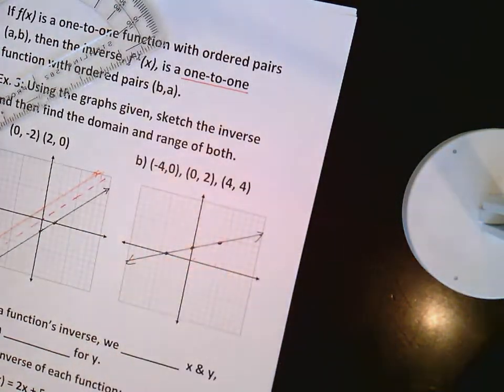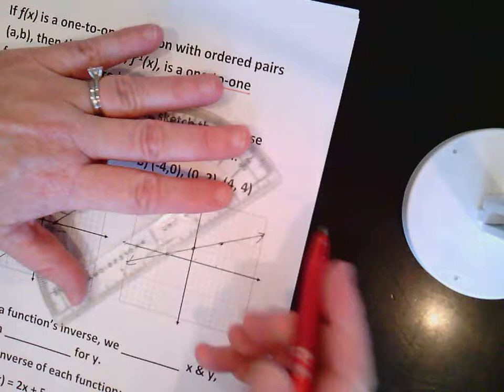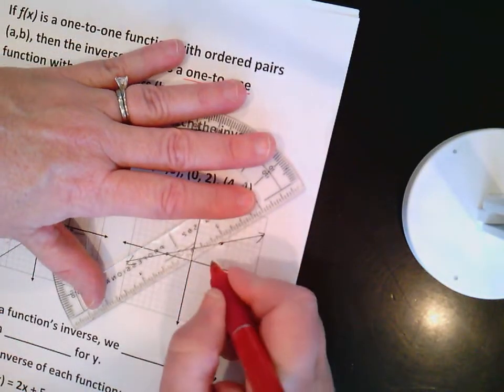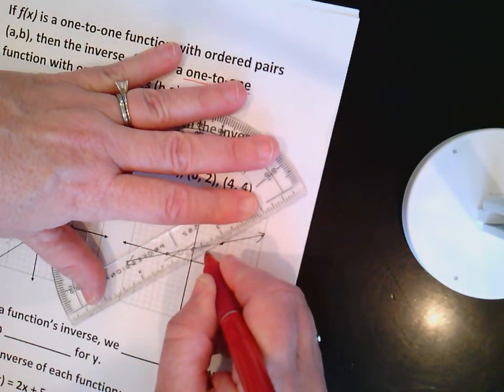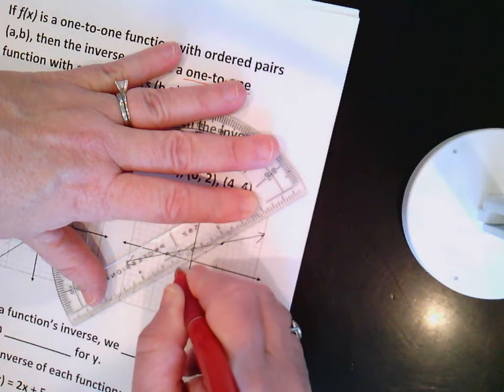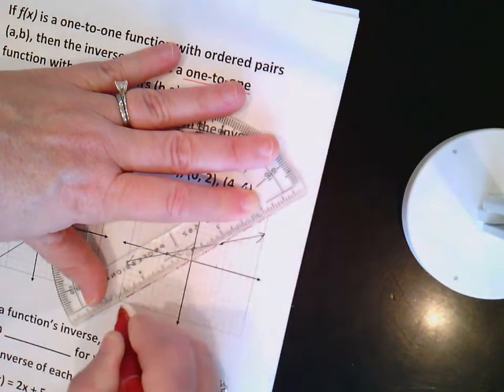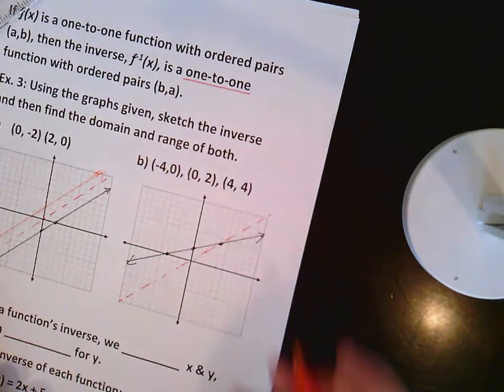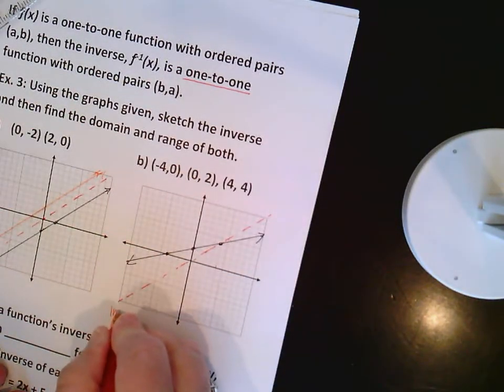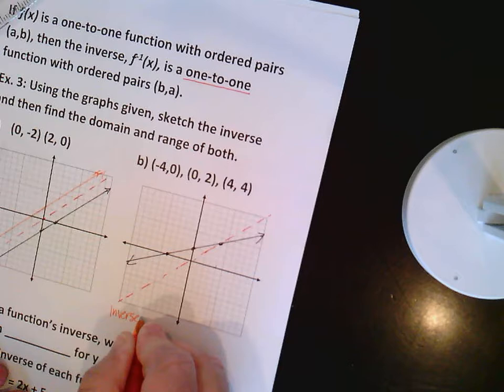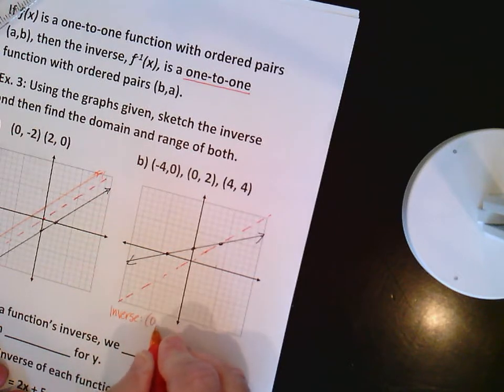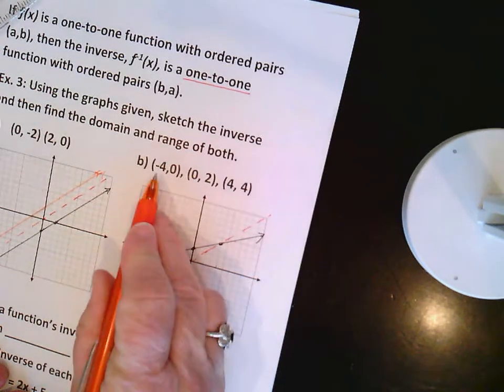Okay, I'm reflecting over y equals x, so I'm going to draw the dotted line just so we can see what it's reflecting over. And for my inverse, my ordered pairs are going to be the opposite. So I'm going to have 0, -4. I'm just flipping those around.